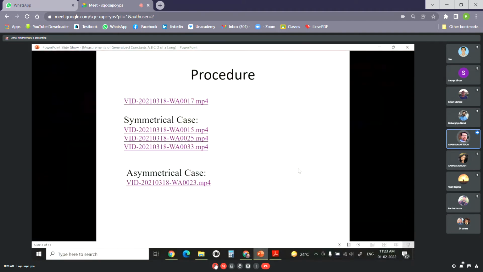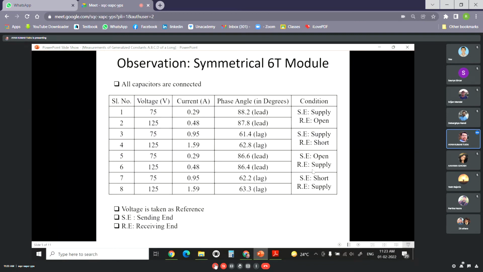So after doing all these things, we'll be achieving certain impedance values. These are the values that we are getting. When the first symmetrical module voltage is taken as reference, we have sending end supply with receiving end open, and sending end supply with receiving end short. Then we just change: sending end open with receiving end supply, and sending end short with receiving end supply. For all the four cases, we are finding out the current values.